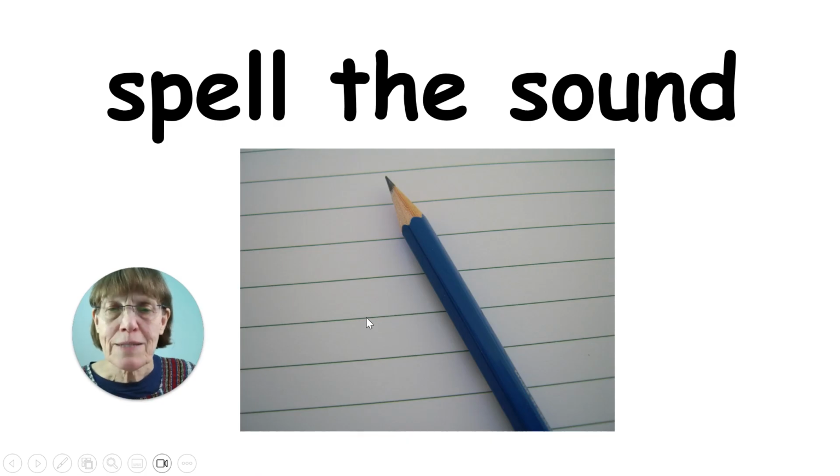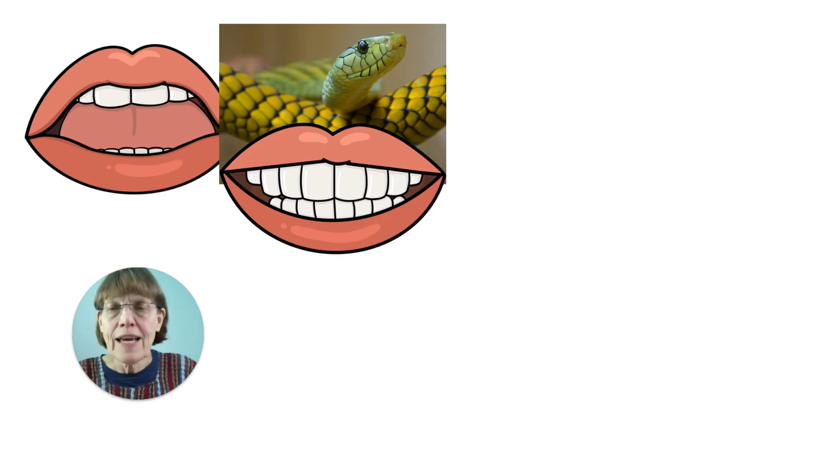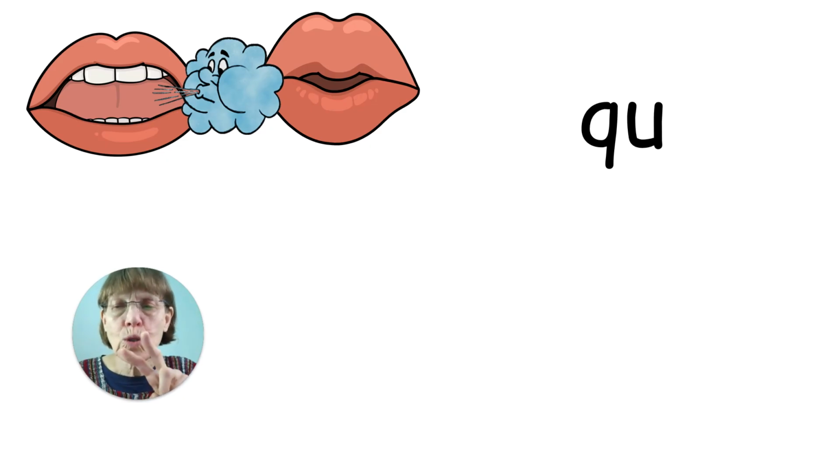So now let's see if you can spell the sound that you hear. X. I hope you spelled an X. What if you hear a qu? What will you write? Qu. I hope you wrote two letters, Q-U.